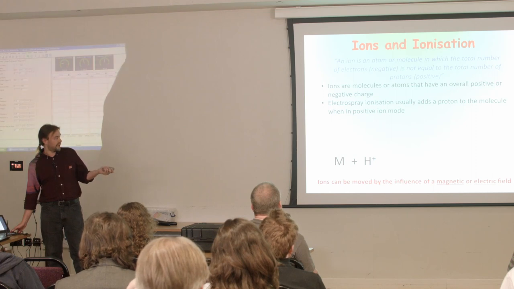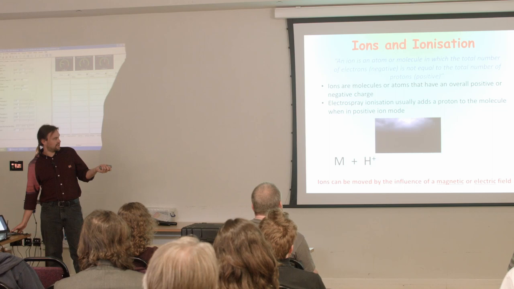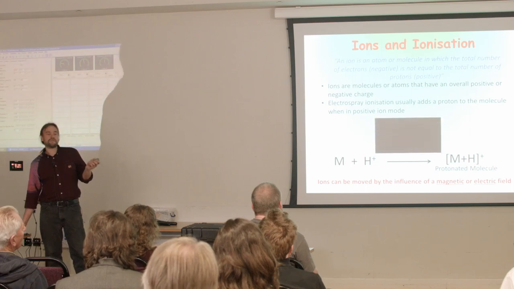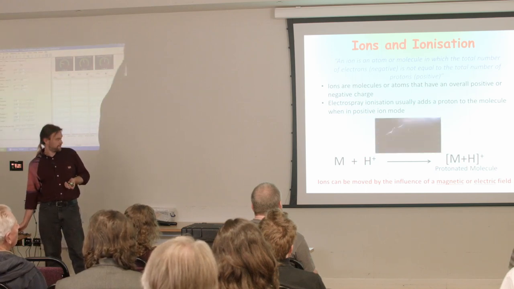If we take an electron away, H+ is actually a proton. Give it some ionization, and then we go to make a protonated molecule. So this is our M+H. So it'll be the mass of the molecule plus one.